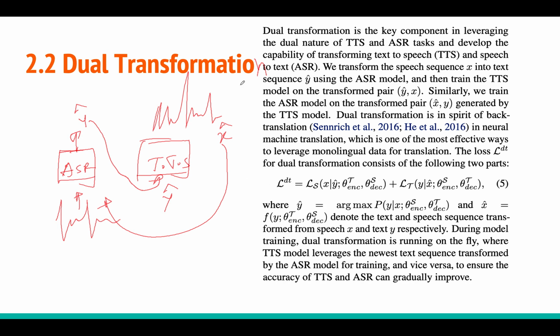I mean, it's not completely like this. You can just go through here. You first construct the pair y cap, x, which is basically the generated text given the audio, and this is for text to speech. For ASR you will get the same, like you have x and you can generate y, and that goes as input to TTS, as I said.